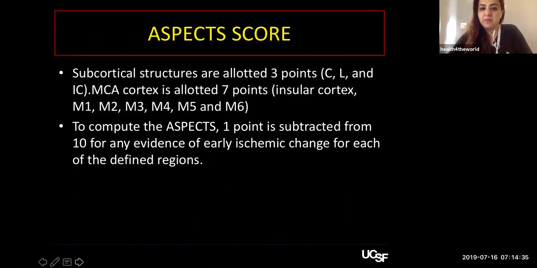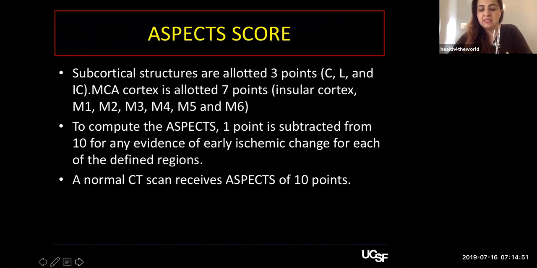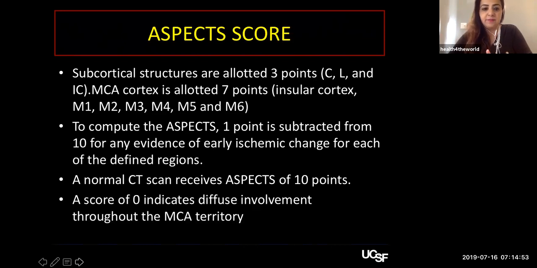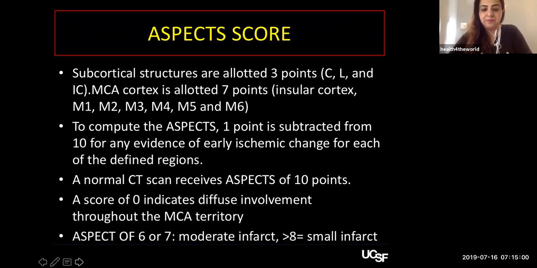To compute the aspects, 1 point is subtracted from 10 for any evidence of early ischemic change of the defined region. So the perfect score is 10. If we have the area involved, each area gets a score of 1. A normal CT scan means there's an aspects of 10. A score of 0 indicates diffuse involvement throughout the MCA territory. And aspects of 6 or 7 indicates moderate infarct, and more than 8 is a small infarct.